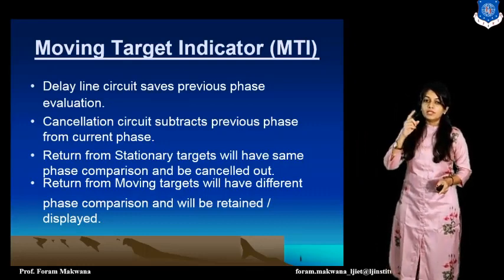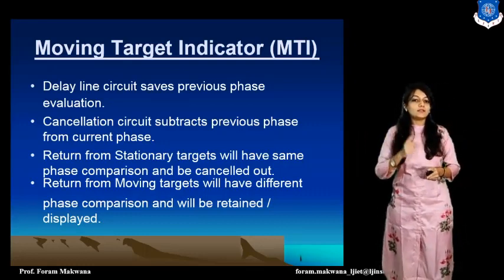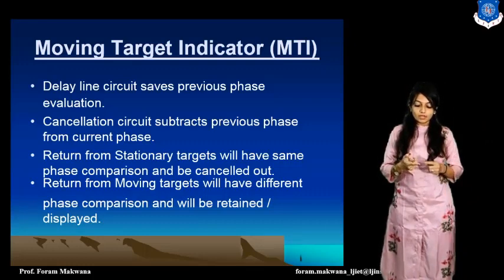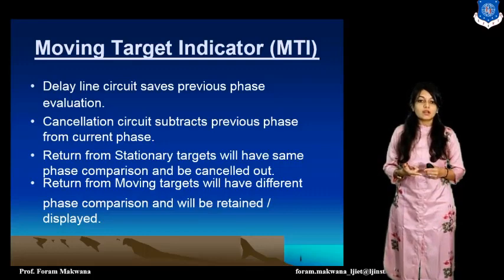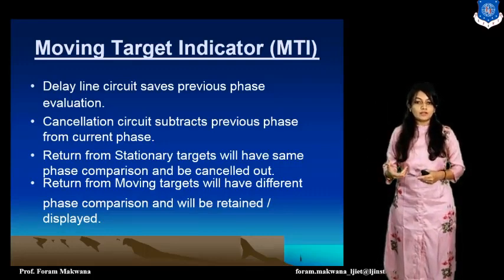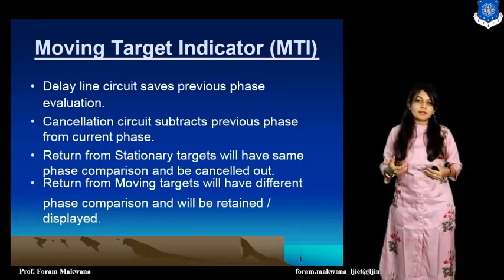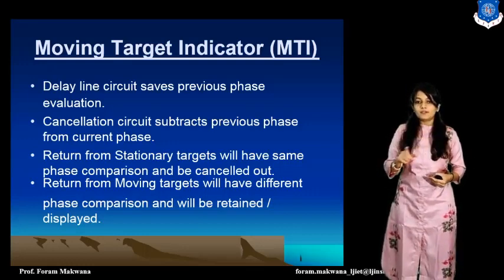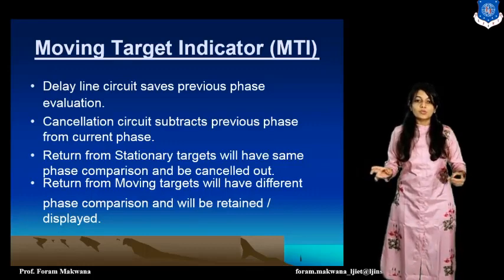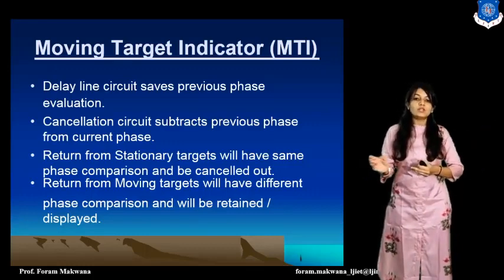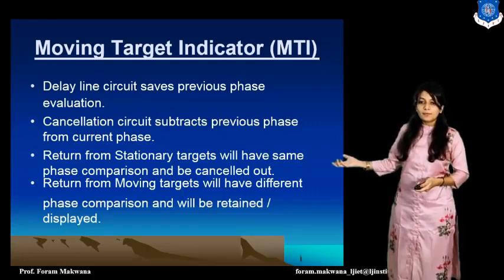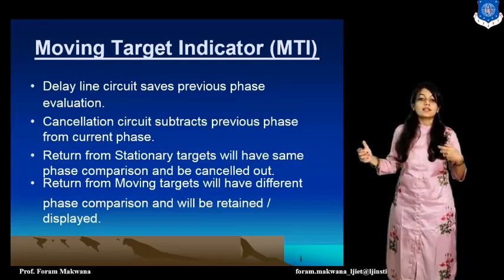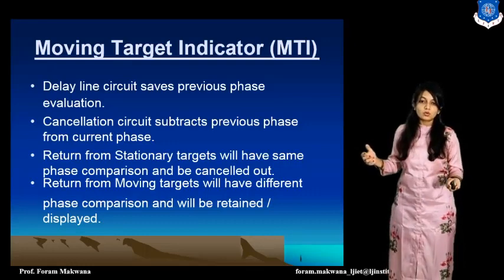With the help of comparison, we are able to nullify the echo signal from the stationary target. But the echo signal from the moving target is different. Why? Because its velocity is different, its frequency is different, as well as its phase is different. Right? So by comparing, we are able to identify that for each and every pulse I am getting a different frequency, phase, and velocity, whether the target is moving towards the radar or moving away from the radar. Alright? So this phase comparison can be displayed on the A scope.